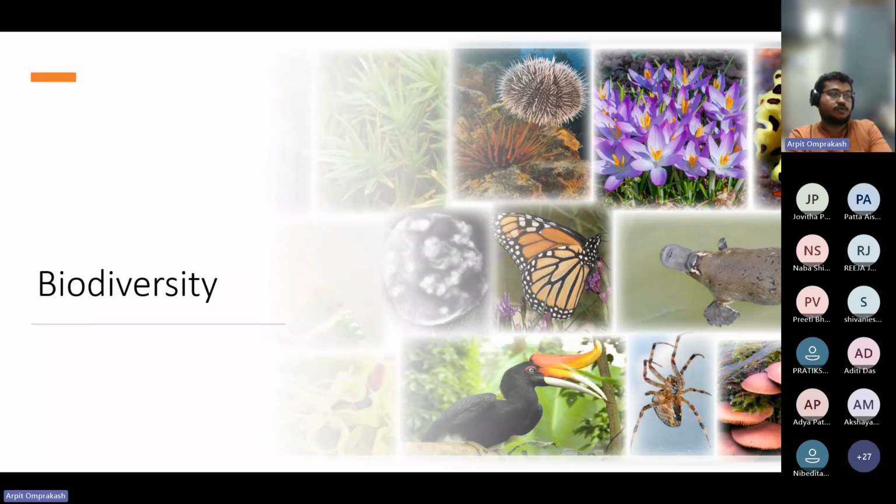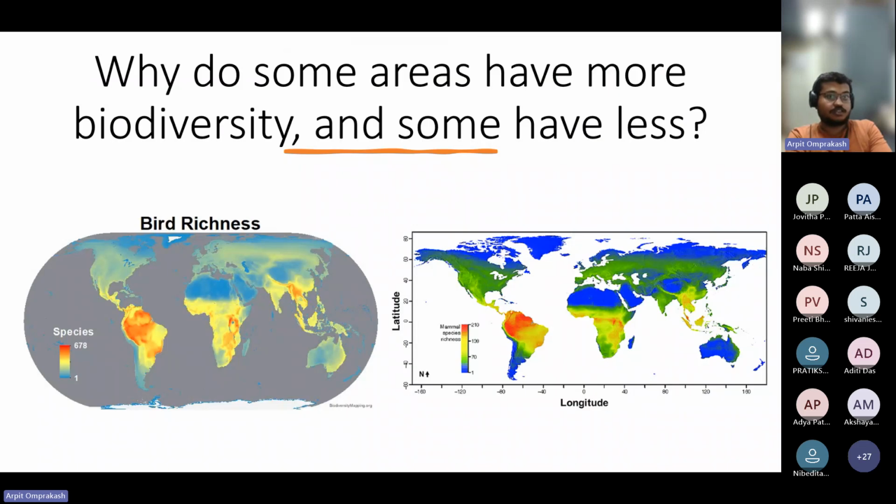So next we move on to the third lecture, which is about why do some areas have more biodiversity and some areas have less. So let's say you're looking at a species richness map for birds or mammals or amphibians or anything else. So here you can see that most of the species of birds that are found are generally found in this region, I would say. Somewhere closer to the equator.